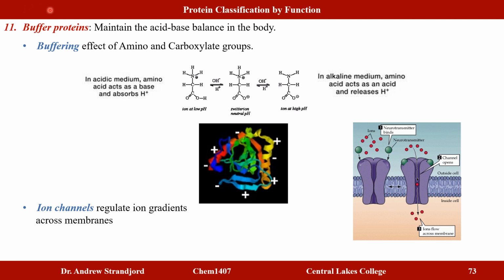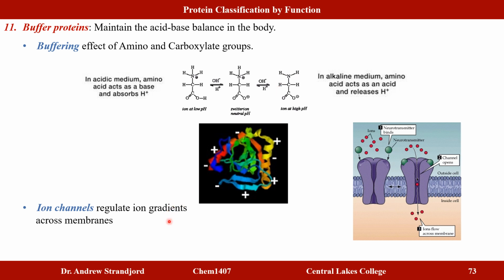An 11th class of protein based on function are the buffer proteins. These are the proteins that help maintain the correct acid-base balance in the body. One way they do that is the fact that proteins have both an amino group and a carboxylate group on them in the form of a zwitterion, either in the R group or in amino acids. If I have a zwitterion and I'm in an acidic medium, I can actually act to absorb some of that hydrogen acid and form the cation here. If I have a situation where I am in an alkaline medium and I want to neutralize some of that alkaline medium, I can actually pull a proton off of the amino group, thus removing some of the hydroxide ions.